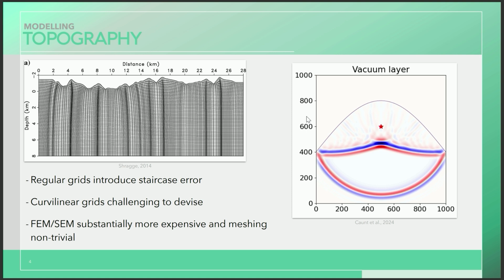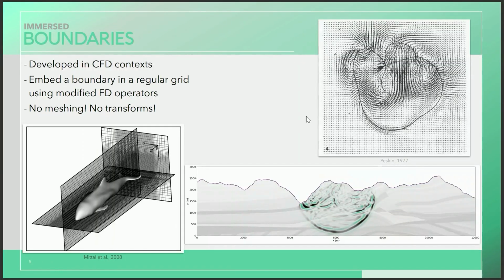You get issues with resolution. You can see here you've got squashed resolution here and it's all stretched out here. And so this is really hard to devise for substantial real topography. And obviously we can do SEM, FEM, and this is fine, but we also have to think about meshing then, right? And it's also more expensive than our cheap and cheerful finite difference. So what else can we do?